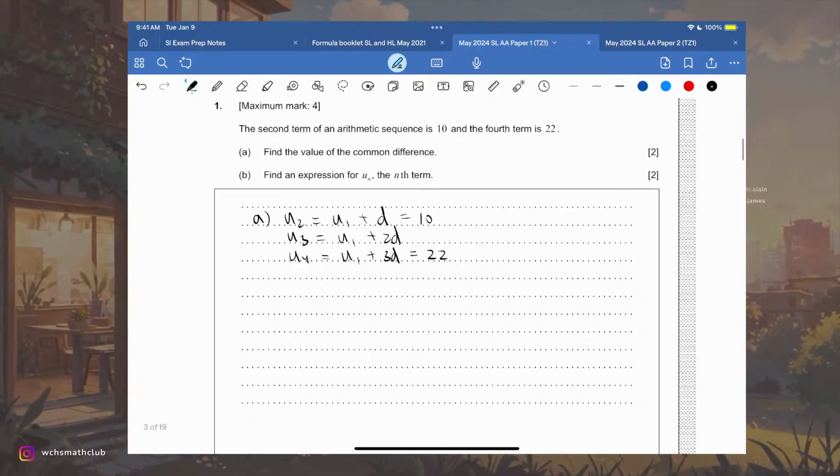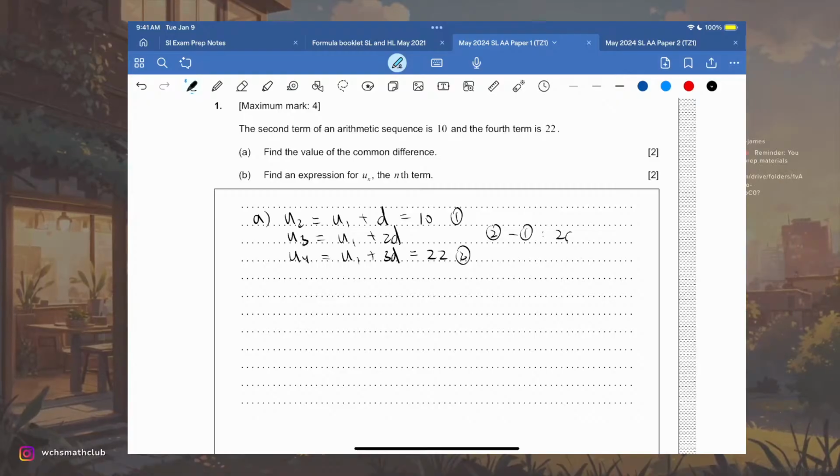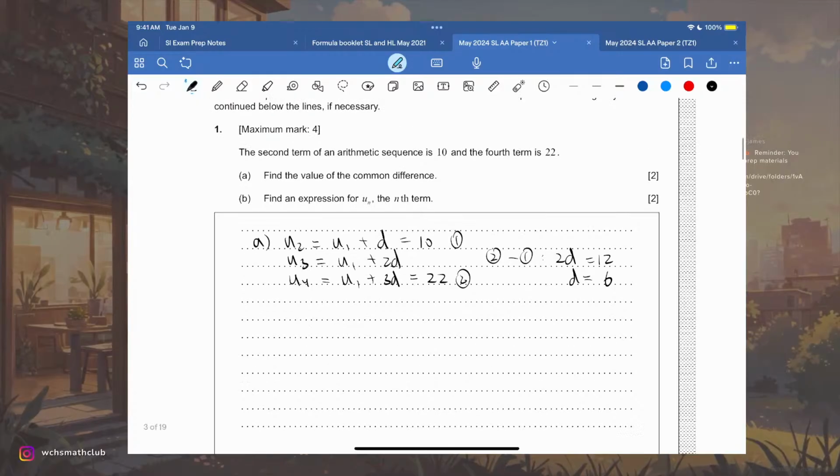This is a very simple system of equations. So 2 minus 1, we have 2d equals 12, so the common difference equals 6. And that's your part A.